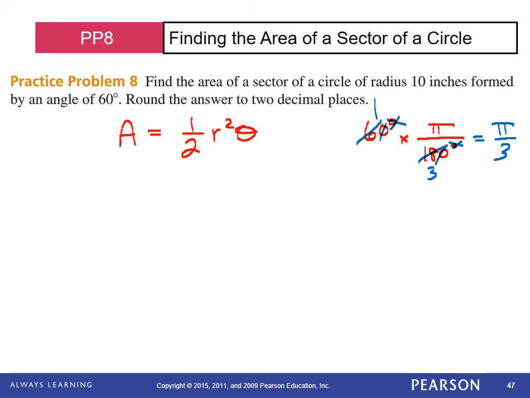Alright, and I think now we're ready to plug everything in. So let's go for it here. So 1/2 stays as a half. The radius is 10 inches. That's cool. So we got 10. We're going to square that, and we're going to multiply by pi over 3.